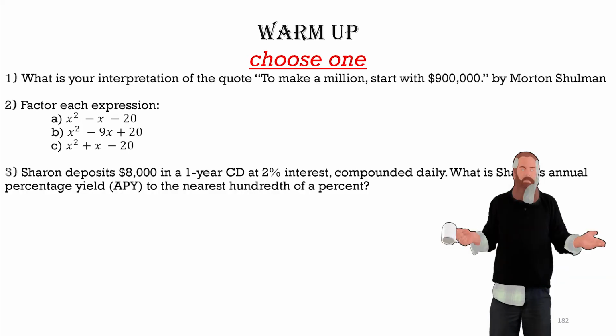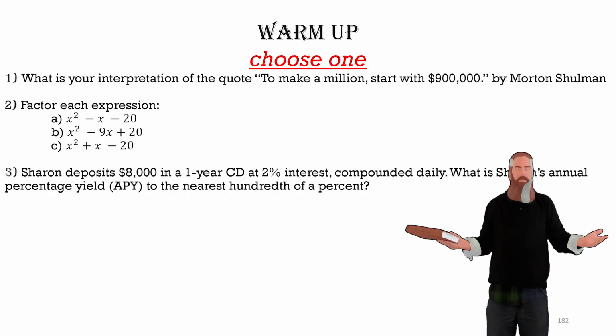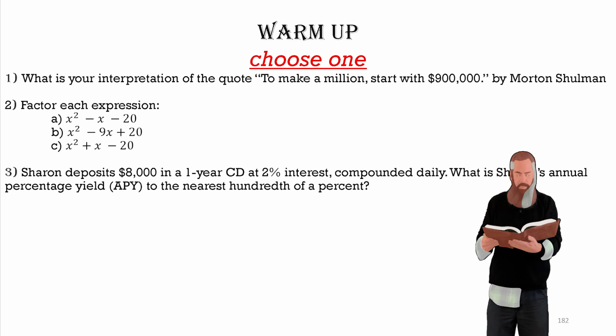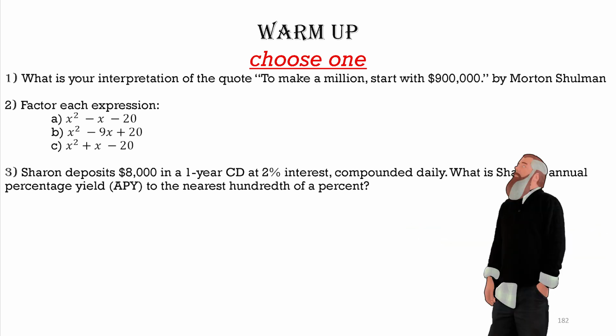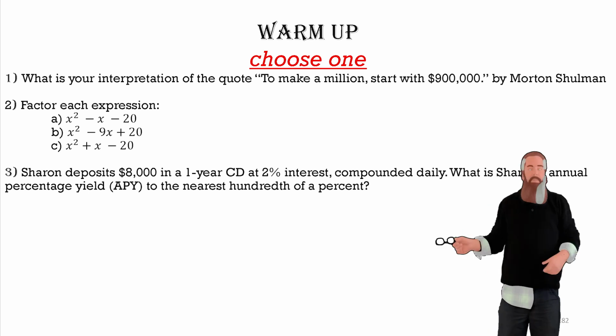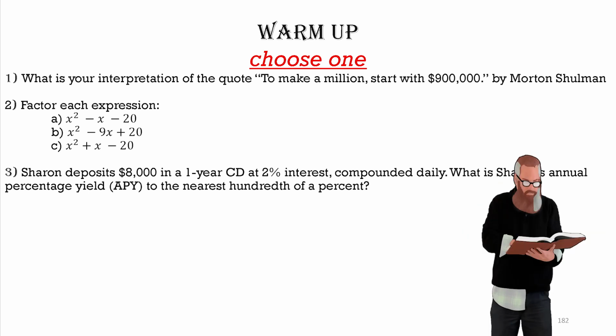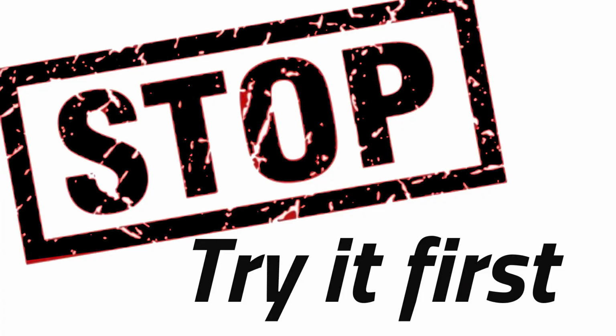Now, let's take a look at a problem that you will be able to do by the end of this lesson. Sharon deposits $8,000 in a 1-year CD at 2% interest compound daily. What is Sharon's annual percentage yield to the nearest hundredth of a percent?